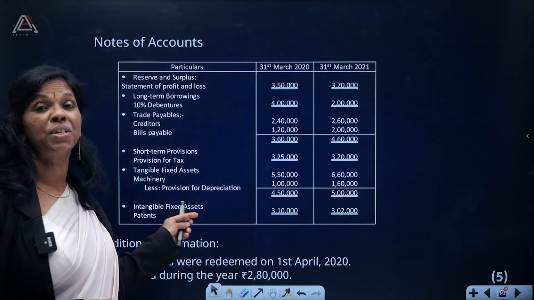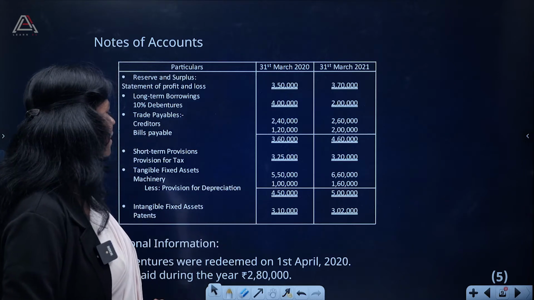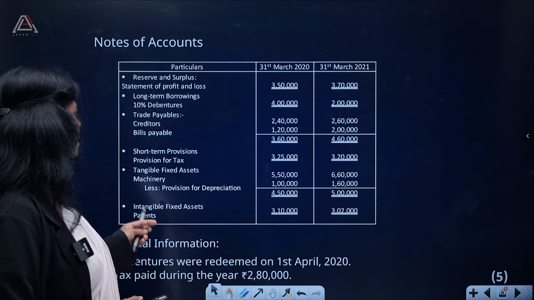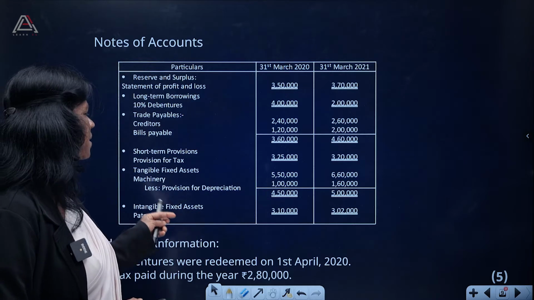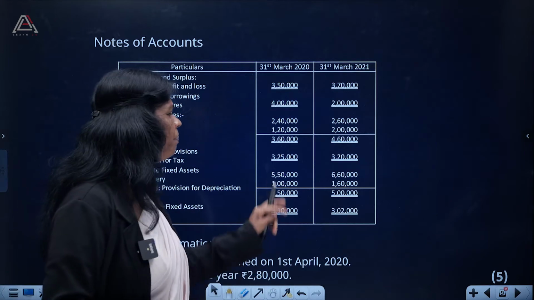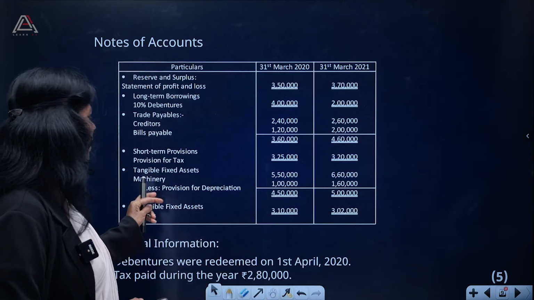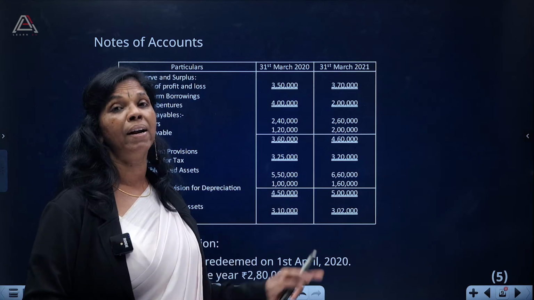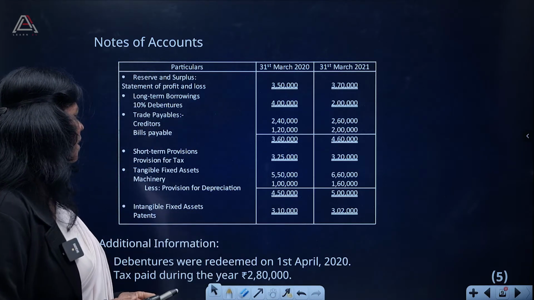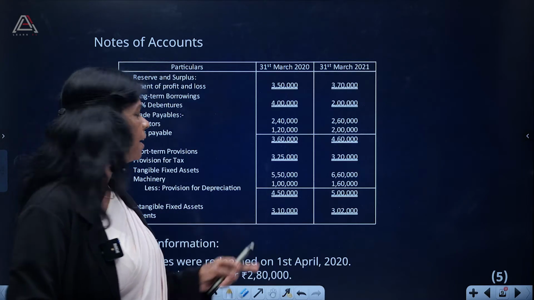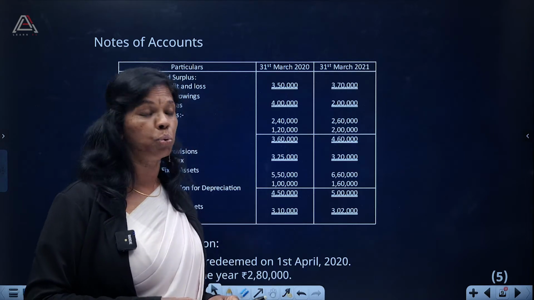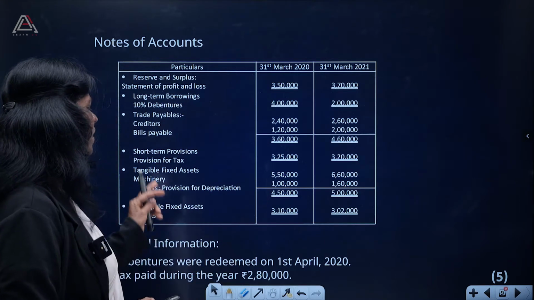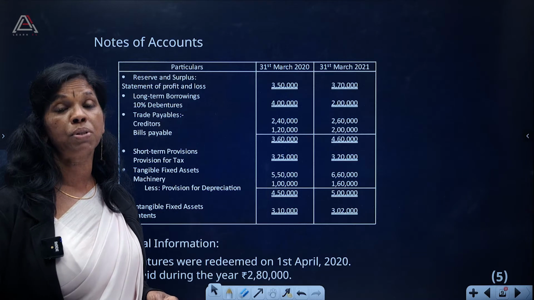Then under short term provision, you can see provision for tax, first year 3 lakh 25,000 and second year 3 lakh 20,000. Then tangible fixed asset, you can see machinery 5 lakh 50,000 and 6 lakh 60,000. In addition, you can see less provision for depreciation 1 lakh and 1 lakh 60,000. Then intangible fixed asset, that is patent right 3 lakh 10,000 and 3 lakh 2,000.